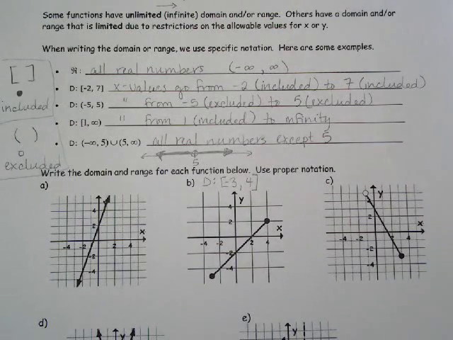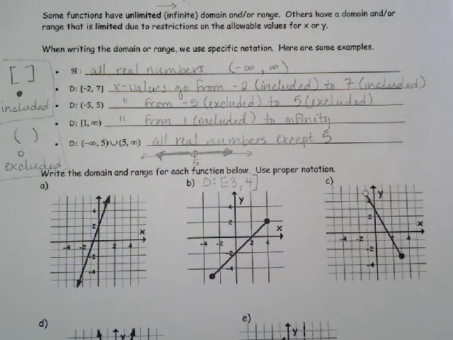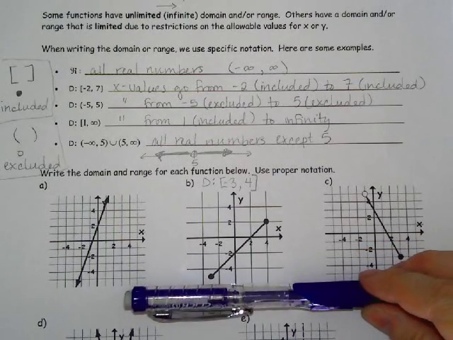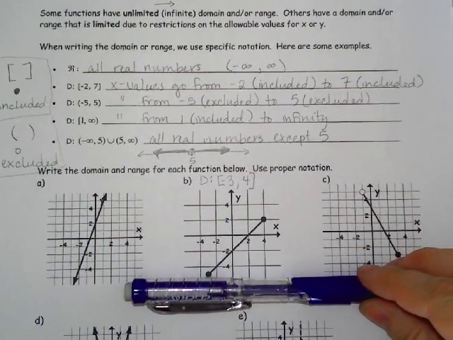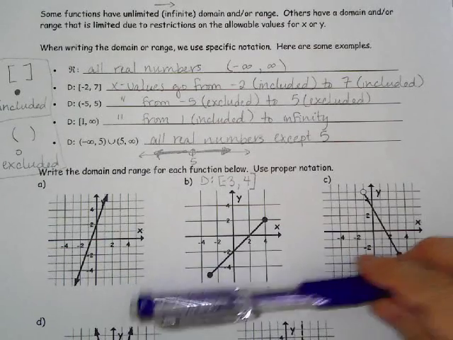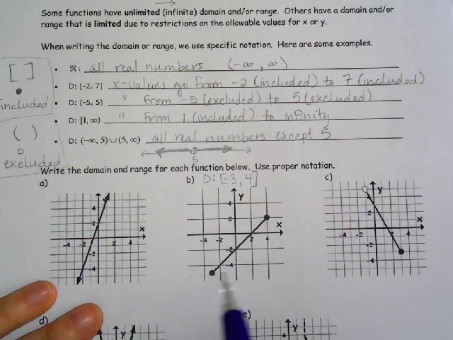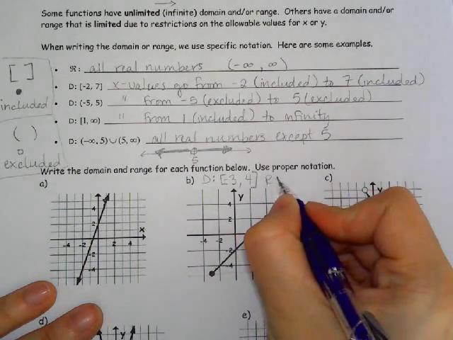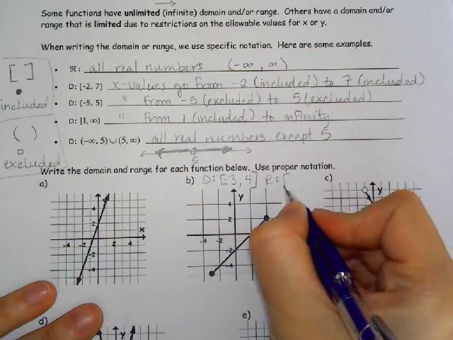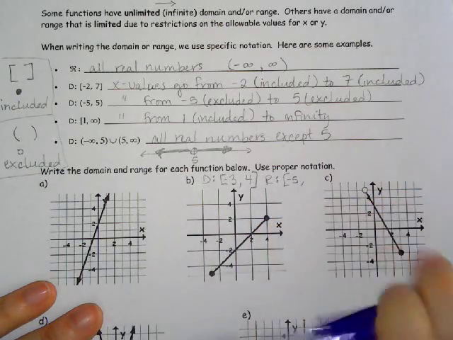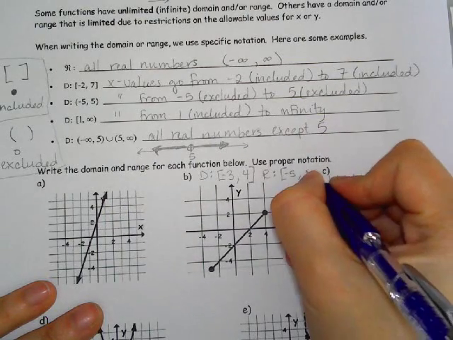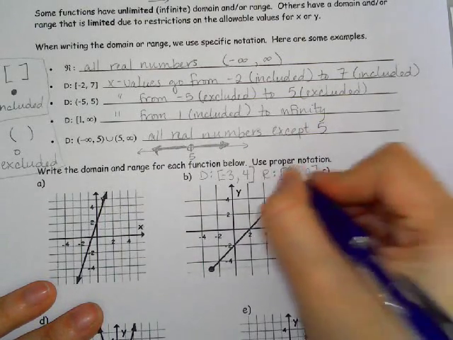To isolate the y variable, you're going to go from bottom to top, always from lowest to highest. And so you're going to use a horizontal line instead. So what's my lowest y value? Negative 5. So I'm looking at that space right there. So range goes from negative 5 up to positive 2. Also included.